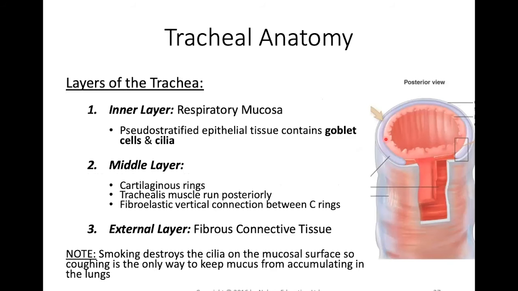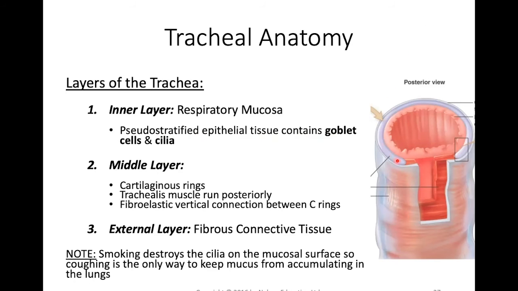Now, the inner layer of the trachea is lined by the respiratory mucosa, and the respiratory mucosa is similar to the olfactory mucosa, where we have pseudostratified epithelial tissue containing both goblet cells as well as cilia. And so they are going to be doing the same job as our olfactory mucosa was doing. We are producing mucus so that we're trying to trap foreign particulates as well as foreign pathogens. And then the cilia are going to be beating in this upward direction to try to keep the mucus up and out of our lungs, ultimately removing it from the body.